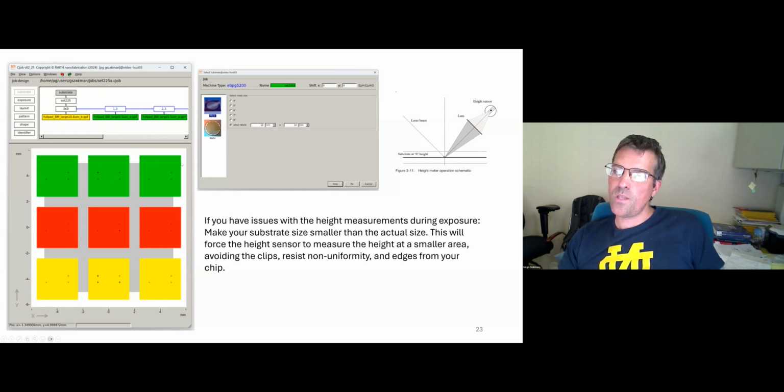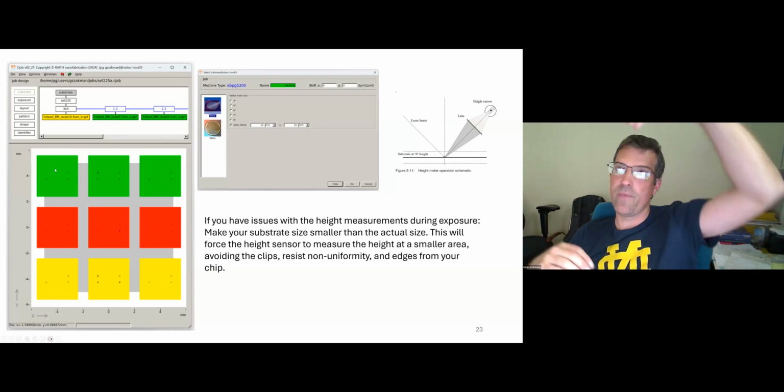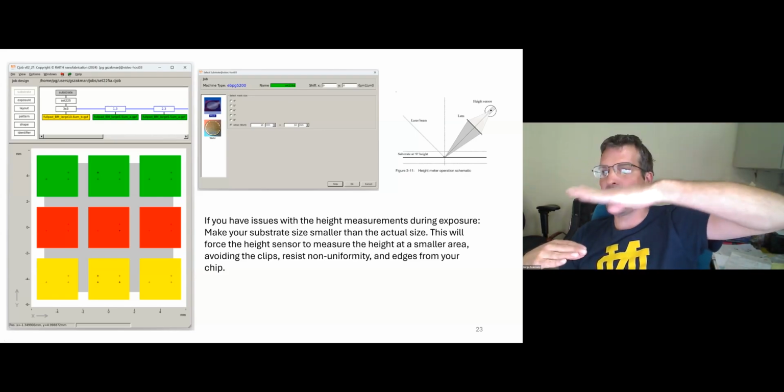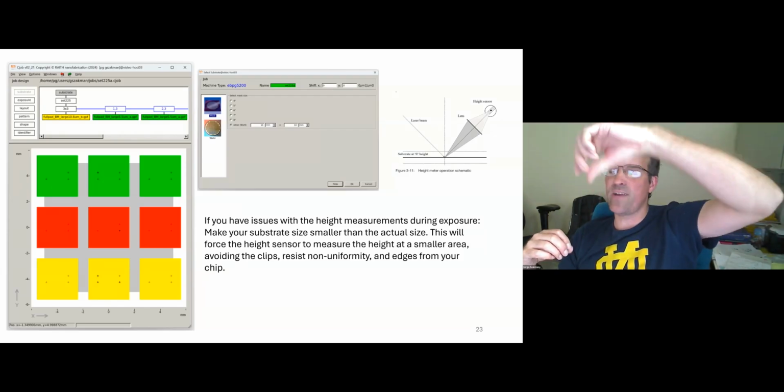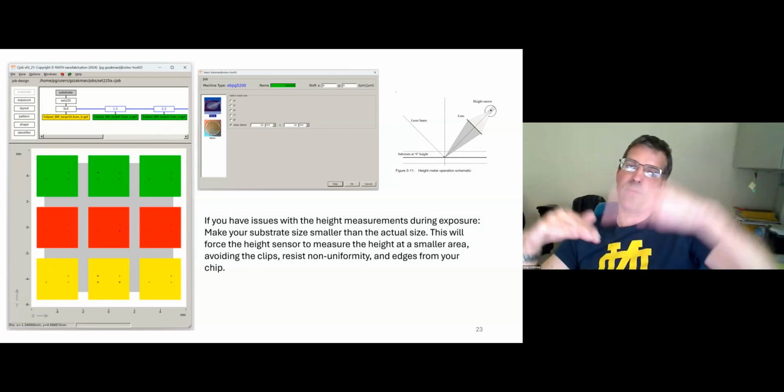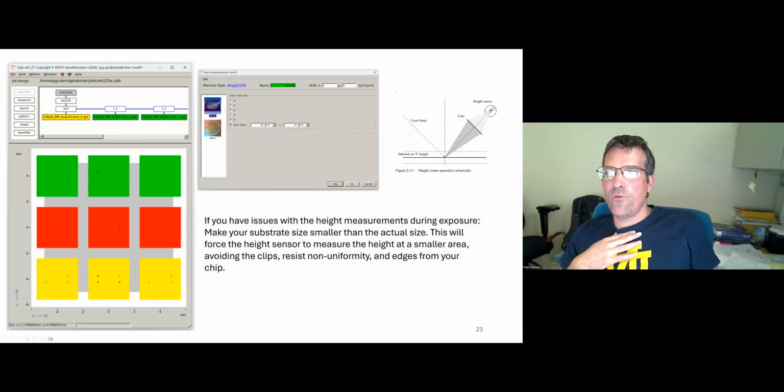The e-beam has a height measurement to make your chip be on the focal point, the crossover point of the beam. So this is where the beam is the narrowest, and to get the best exposures, it needs to measure the height. And by default, the system measures the height at the largest area of your sample or your substrate as you defined in the system. However, the height sensor is a laser that is incident at one end, reflects back on your sample, and is then detected by the detector.